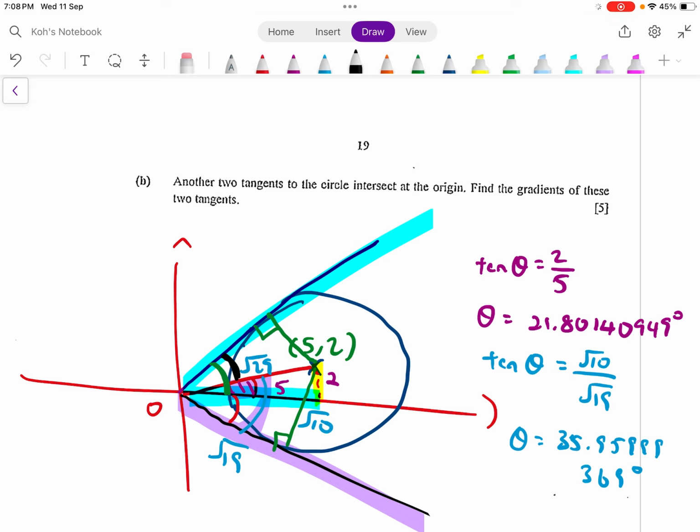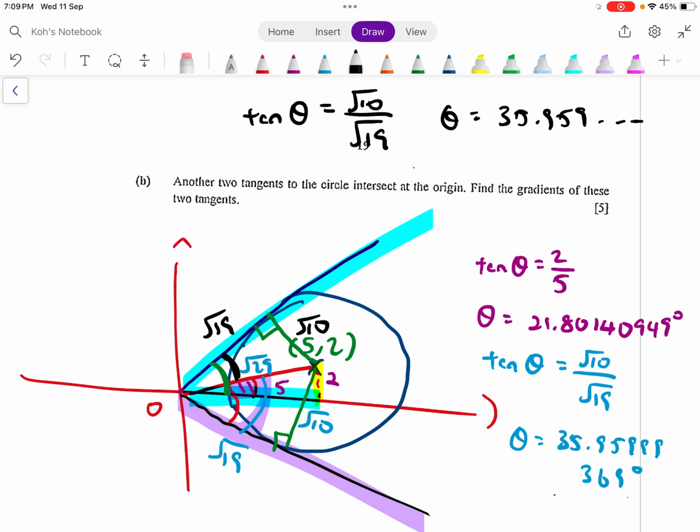Okay, now it's time to determine what this angle is. This one is simple because we know that this part is square root 10, this part is square root 19, using the tangent from an external point. So I simply just use tan theta is equal to square root 10 over square root 19. So of course theta should be the thing. Okay, so tan of square root 10 divided by square root 19. So it's about 35.959, and so forth.